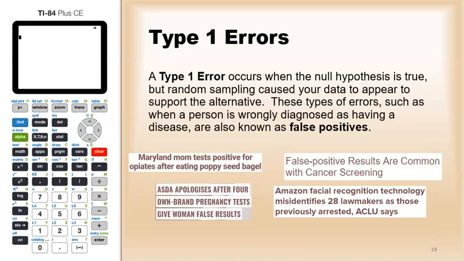So going back to those 2 errors, a type 1 error occurs when the null hypothesis is true, but random sampling caused our data to appear to support the alternative. So these types of errors, such as when a person is wrongly diagnosed as having a disease, are known as false positives.